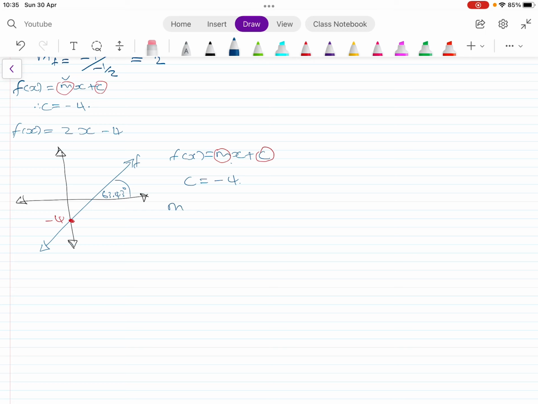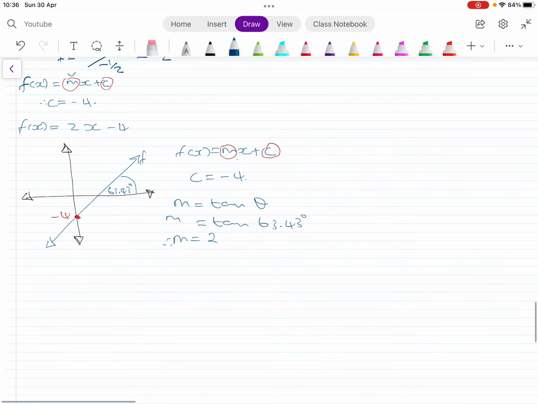So m is equal to tan of the angle of inclination, which is theta. So now this is how you can get your value of m. That means m is equal to tan of 63.43 degrees. Okay, therefore m is going to be equal to 2. I suppose that's what you will get when you punch the calculator.